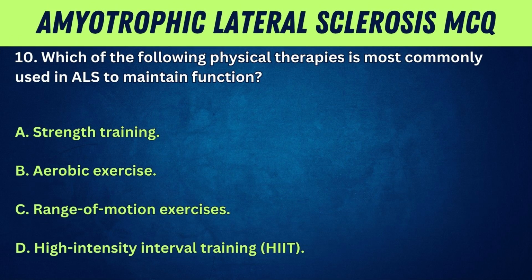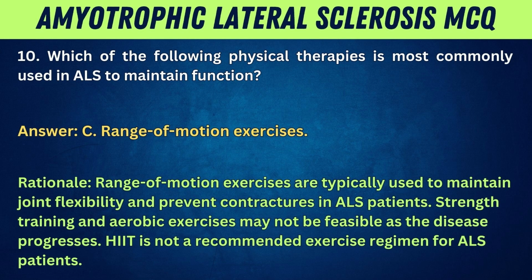10. Which of the following physical therapies is most commonly used in ALS to maintain function? A. Strength training. B. Aerobic exercise. C. Range of motion exercises. D. High-intensity interval training, HIIT. Answer: C. Range of motion exercises. Rationale: range of motion exercises are typically used to maintain joint flexibility and prevent contractures in ALS patients. Strength training and aerobic exercises may not be feasible as the disease progresses. HIIT is not a recommended exercise regimen for ALS patients.